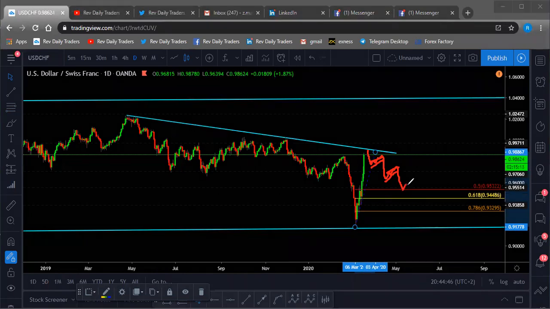To test 61 of our Fibonacci. Then from there we look for buys. I will say look for a correction, but that correction must be a corrective structure that should be traded, okay?